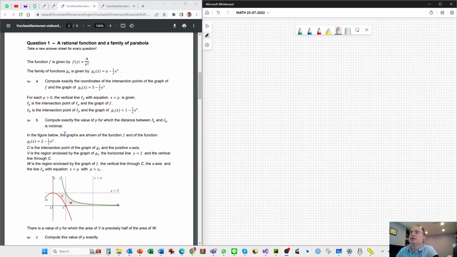Okay, question 1. A rational function and a family of parabolas. So we have this function, this quotient here, and then a family of functions with a parameter a, and indeed they all describe parabolas. Now compute the coordinates of the intersection of f and the graph of g5.